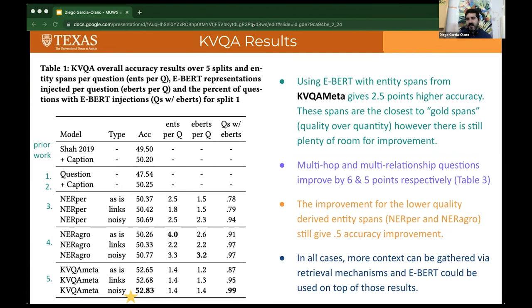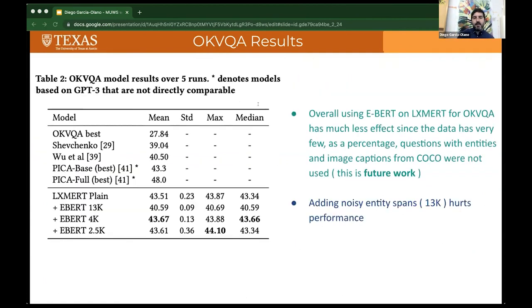So during your fine tuning that you would do anyways, using this gives you some improvement. And in all cases, more context could be gathered via these retrieval mechanisms on the text side, and eBird could be used on top of those. Looking at OKVQA, overall, eBird on this data set has much less effect, since the data has very few entities as a percentage in its questions.